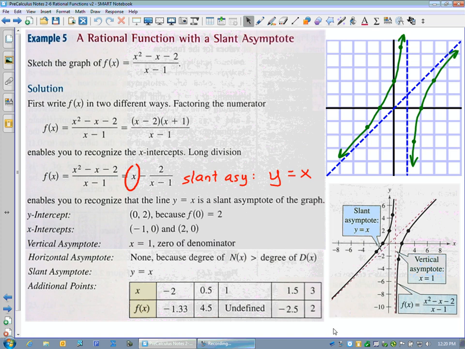All right, that's it for the notes for rational functions, and we're done.